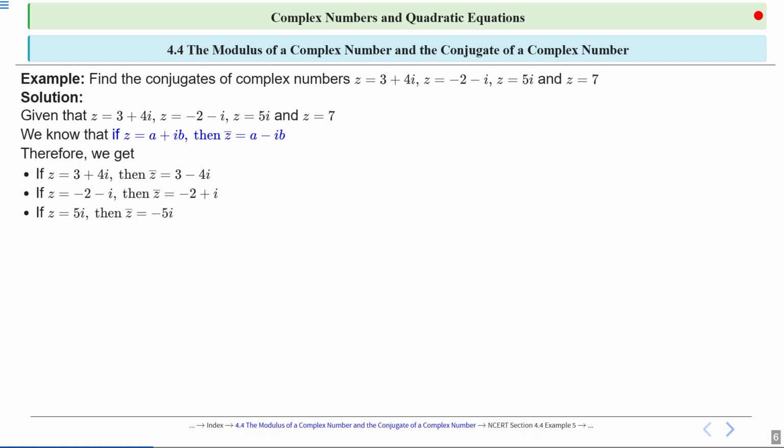Now let's look at the number z equals 5 times iota. So the conjugate of z, that is z bar, equals minus 5 times iota. Finally, for z equals 7, the real part is 7 and the imaginary part is here 0. So the conjugate is 7 minus 0 times iota, which is just 7. So for real numbers, the conjugate is the number itself.